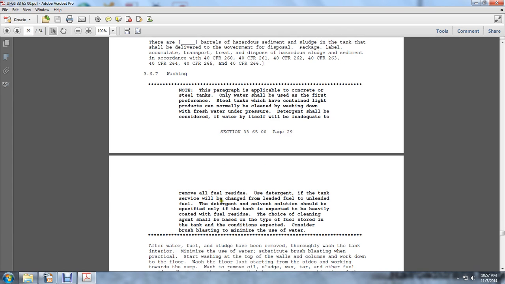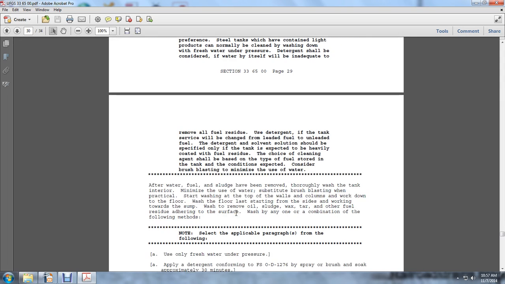An inadequate removal of all fuel residue determined on the tank surface may be changed for leaded and unleaded. The determination of solvents should be specified for the tank, except for heavily coated fuel residues. The choice of cleaning agent is based on the type of fuel stored and the tank conditions expected, and should consider brush burning and minimizing the water.